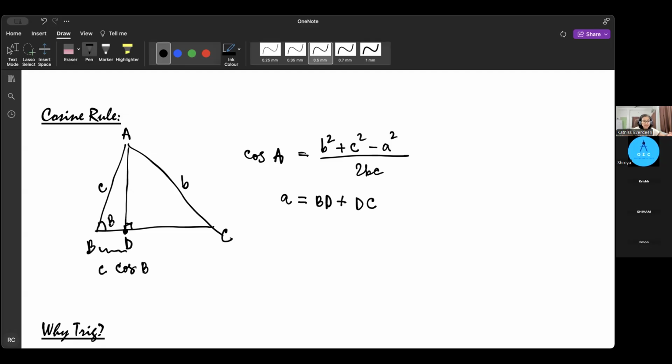Do you see why that is? Because cos B is just BD by AB. Therefore, BD is c cos B. And similarly, DC is b cos C. So we can write it as b cos C plus c cos B.